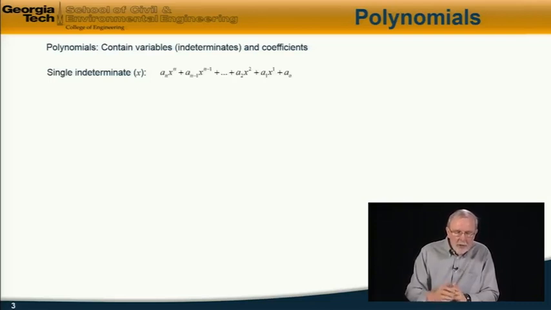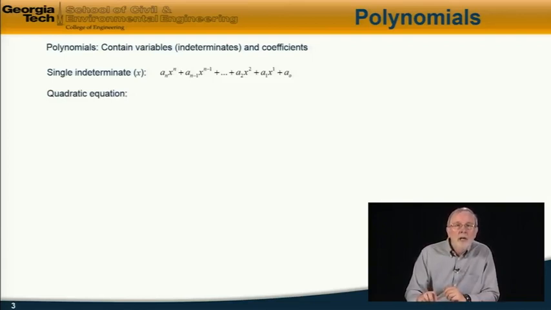And for a single indeterminate or variable, let's say x, the general form of the equation is a_n x to the n plus a_(n-1) x to the n minus 1, etc. And in a polynomial equation, the powers or the indices are positive integers. And the coefficients a_(n-1), etc., are constants. In other words, they're numbers.